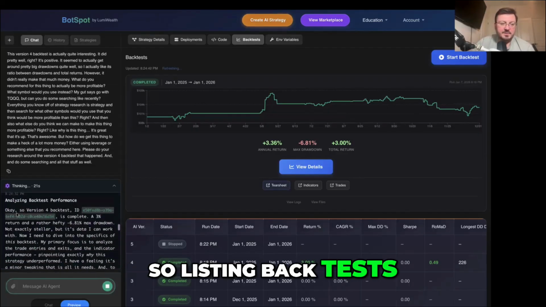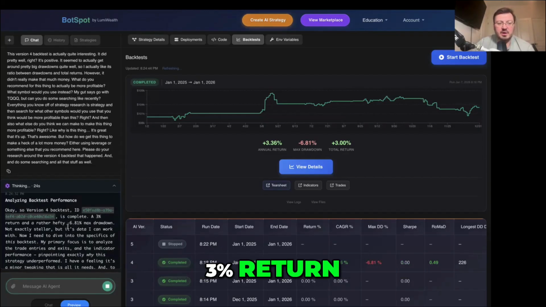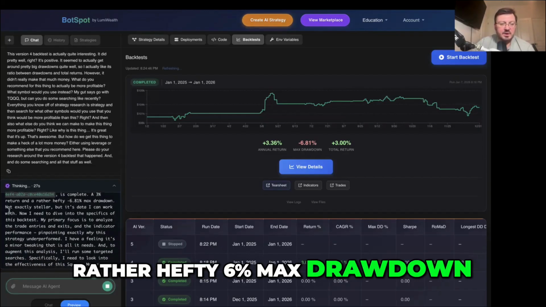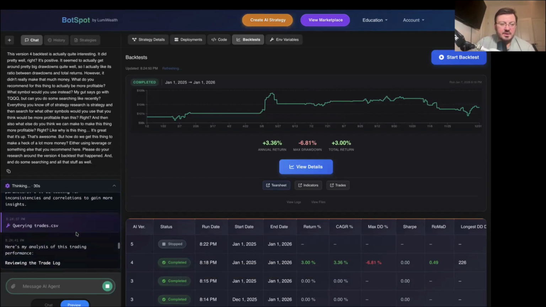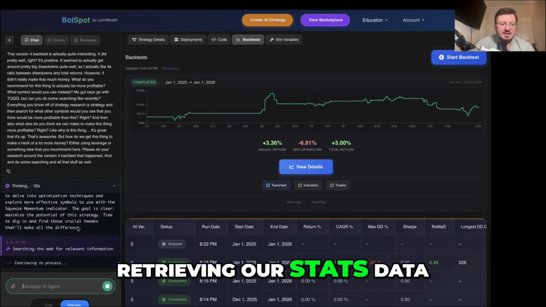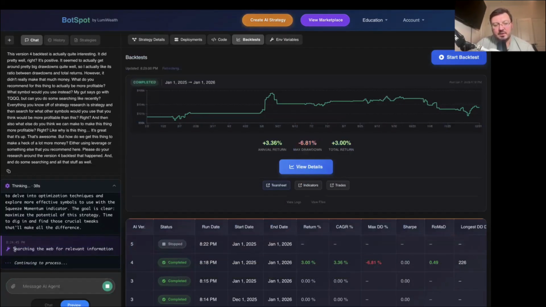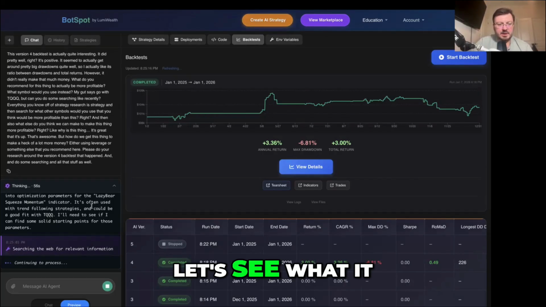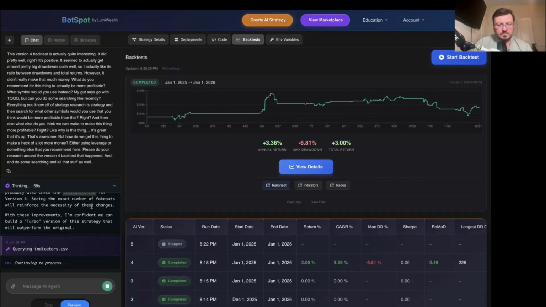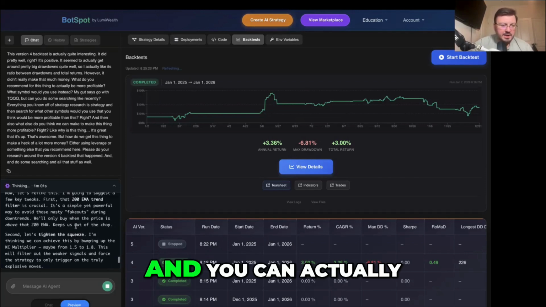Okay, so listing backtest ID is complete, 3% return, rather hefty 6% max drawdown, not exactly stellar. Right, it's querying our trades, retrieving our stats data, searching the web. So you see here, Gil, it's searching the web for relevant information as well, right? Searching again. Let's see what it comes up with. And you can actually see what it searched.